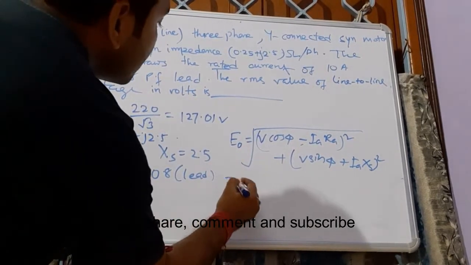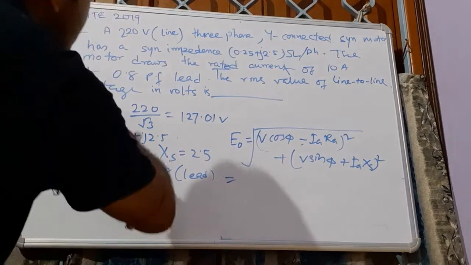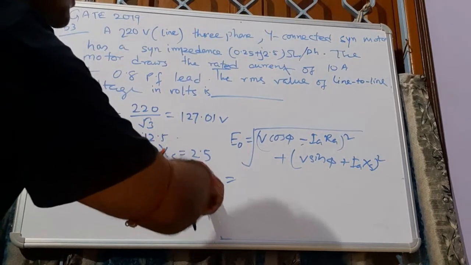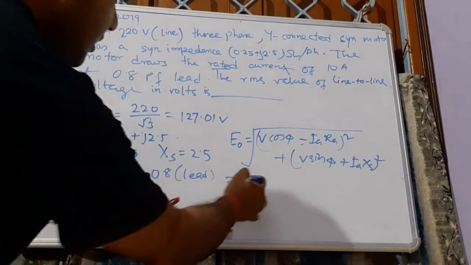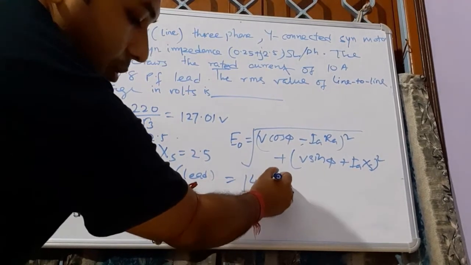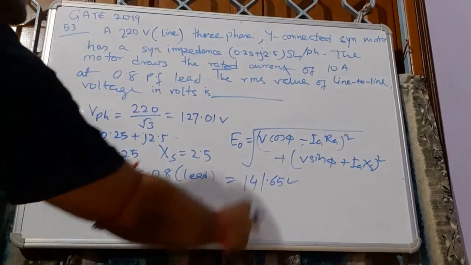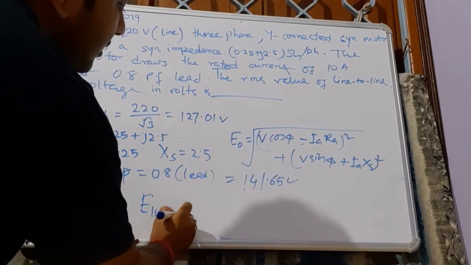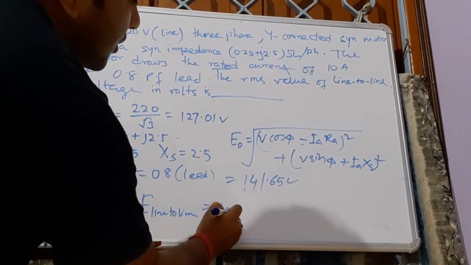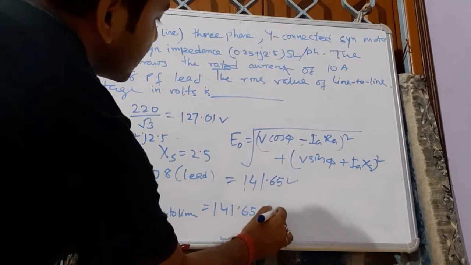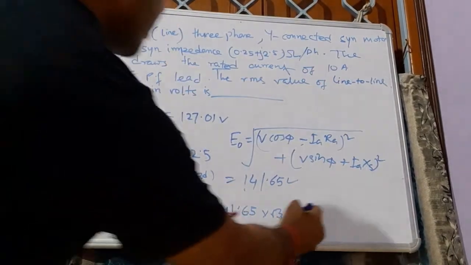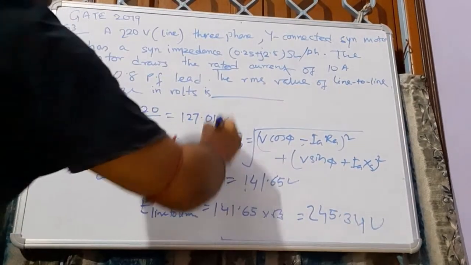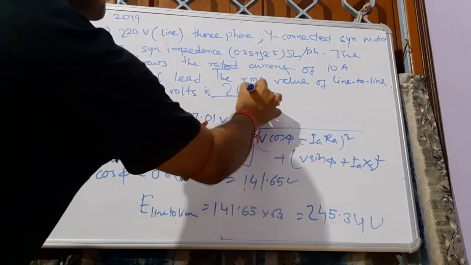So what will be E0? If we just write down the values of these parameters, we will get E0 as 141.65 volt, and this is your phase voltage. So E line to line is equal to 141.65 into root 3, and we will get 245.34 volt. So the answer is 245.34.